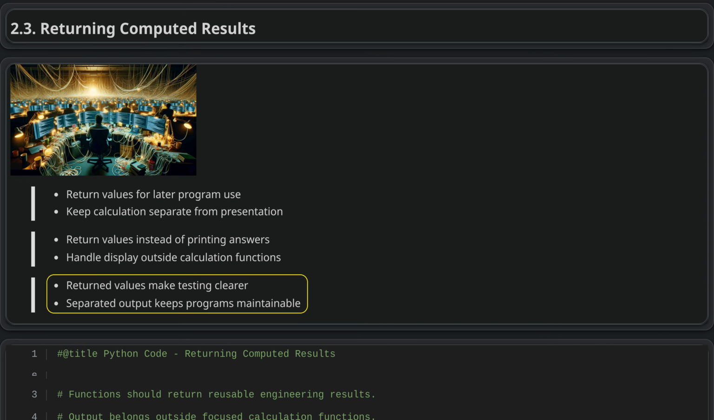Returning computed results makes calculations easier to test, verify, and reuse. It lets you check accuracy with known inputs while keeping the calculation separate from how the result is displayed. This separation makes software easier to maintain and adapt because reporting can change without changing the core logic.